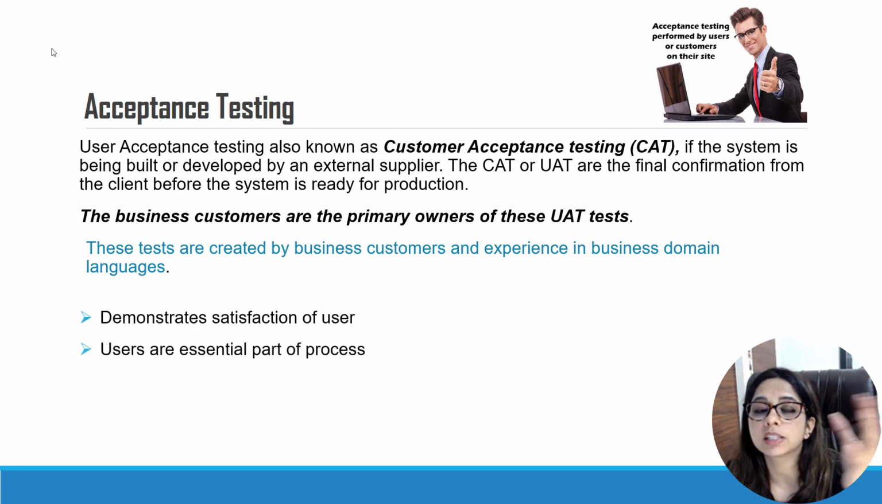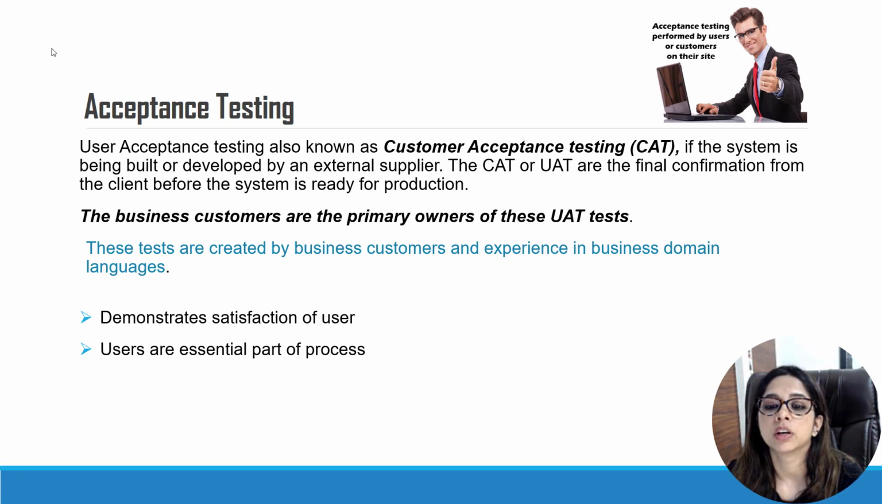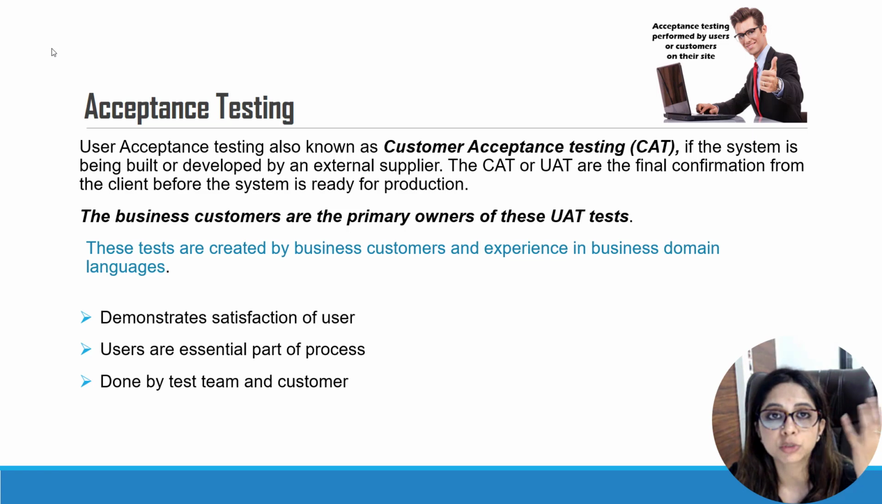It is done so that there is better satisfaction in the customer group, so that the customer is satisfied with what we have done so far, and we can easily go ahead with the production release. And of course the end users, we are making the entire software for the end users and they are an essential part of the entire process, so they must do the testing. You must be wondering who does the testing. We'll just talk about it. Hang on. It is done by the testing team and the customer, together.